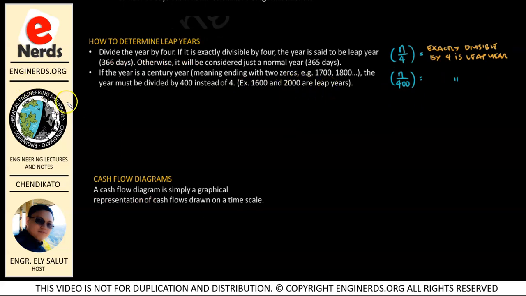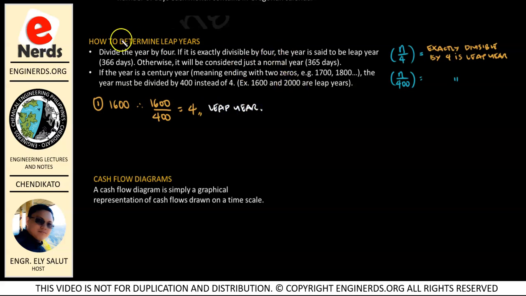So, tignan natin, ano? So, first, we have year 1600s. So, dahil this is a century year, we'll have to divide this by 400, no? So, this will have 1600 divided by 400, which is equal to 4. So, this is exactly divisible by 4. So, therefore, this is a leap year. Okay, so tignan uli natin yung next example.